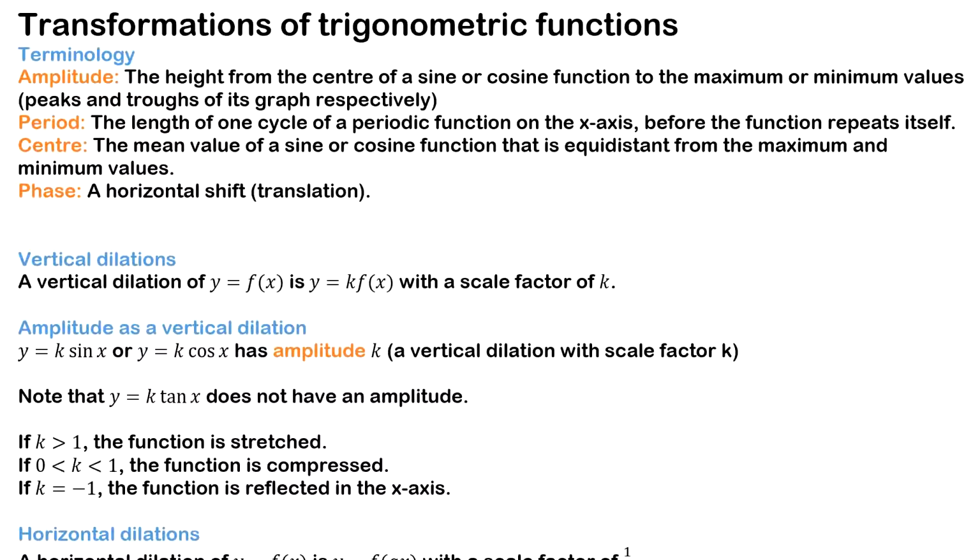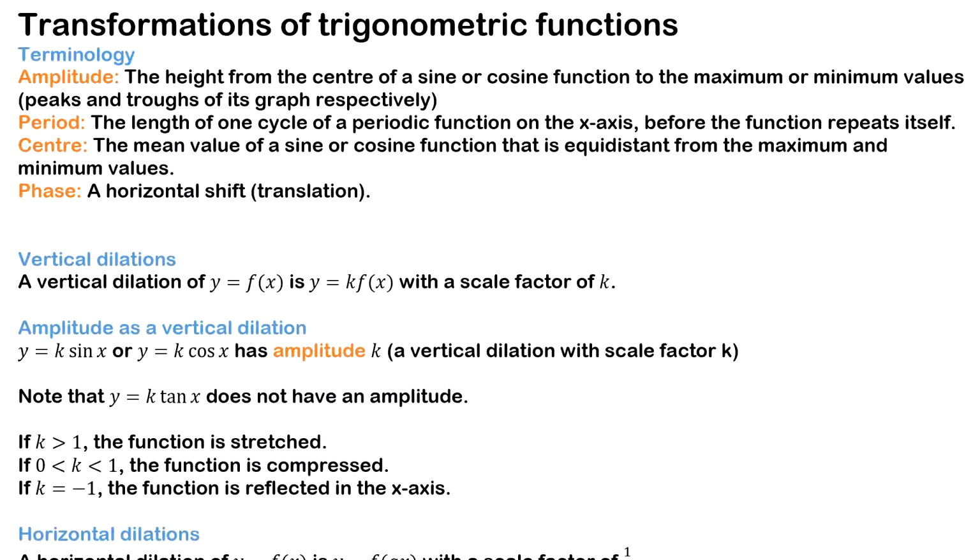In this video, we will cover transformations of trigonometric functions. Before we begin, we're going to revisit some of the terminology for trigonometric functions. So the amplitude is the height from the center of a sine or cosine function to the maximum or minimum values.